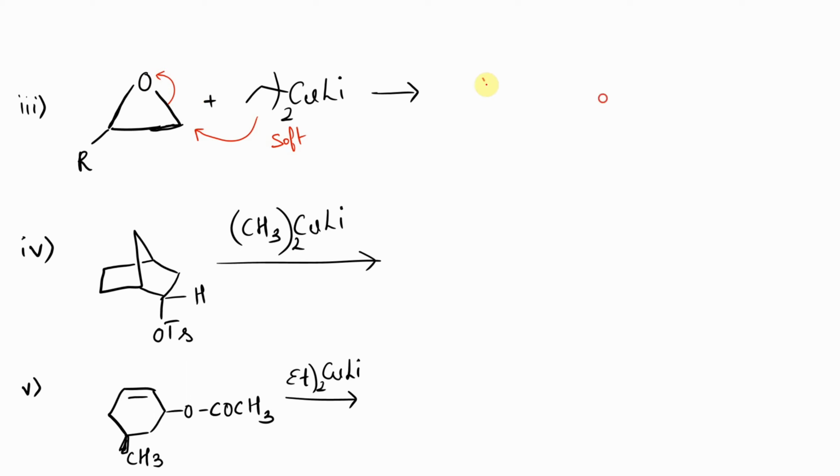So the compound formed over here is OH, R, CH3, CH2, CH3. Okay, so this is CH2 and this is our CH3 group. So this is CH2, CH3 along with the carbon which was already present over here.